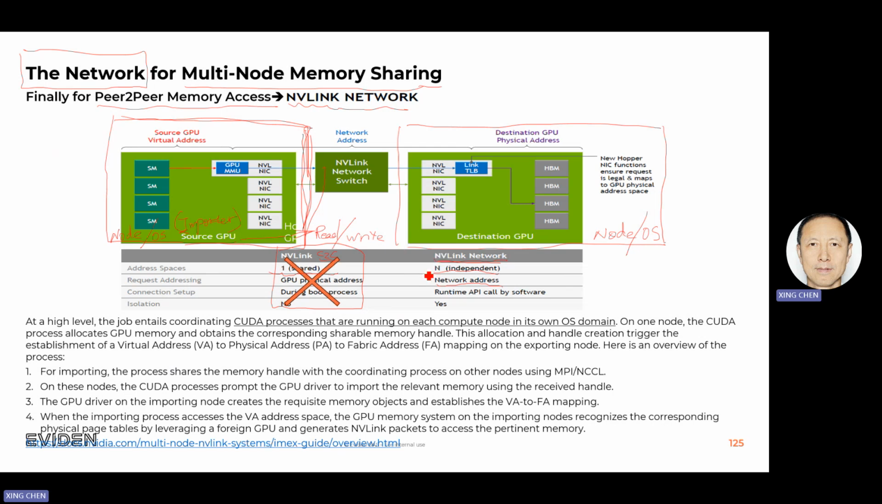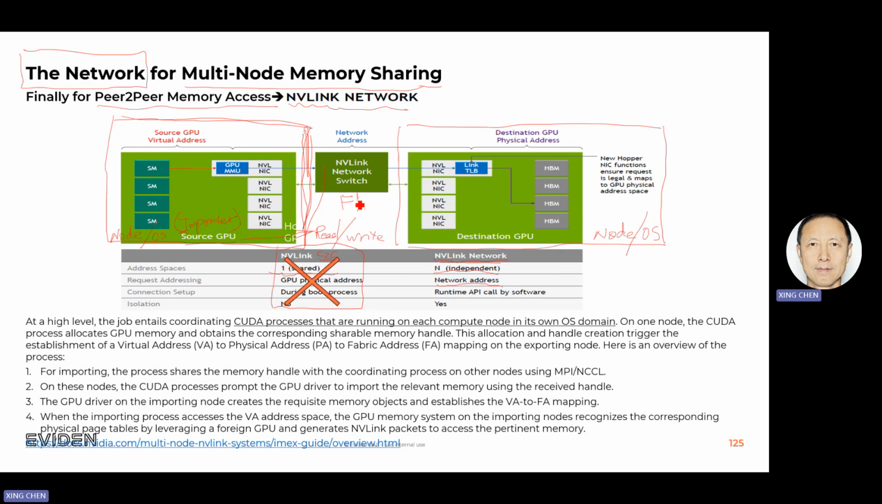We have different physical address spaces. We cannot use the physical address space from the left-hand side to refer to data stored on the right-hand side, because the two different address spaces are totally independent. We cannot do that. To refer to the remote GPU's memory, you have to go through this NVLink network. You have to go through this fabric address.